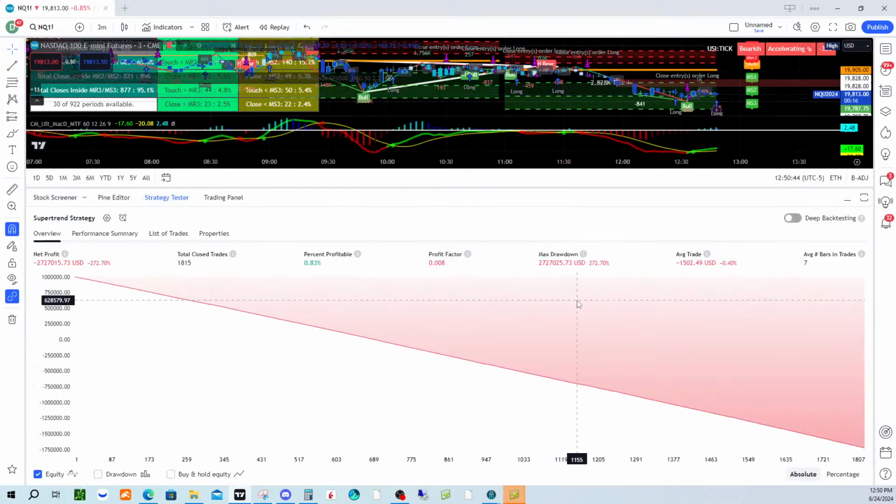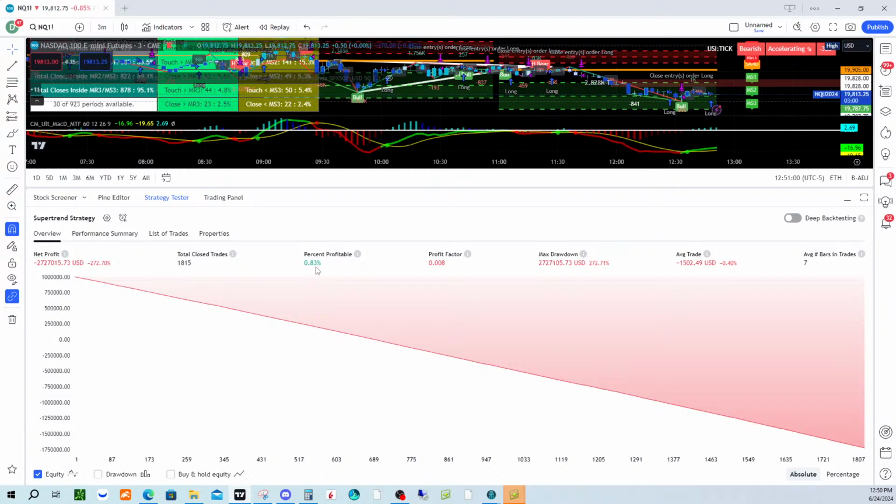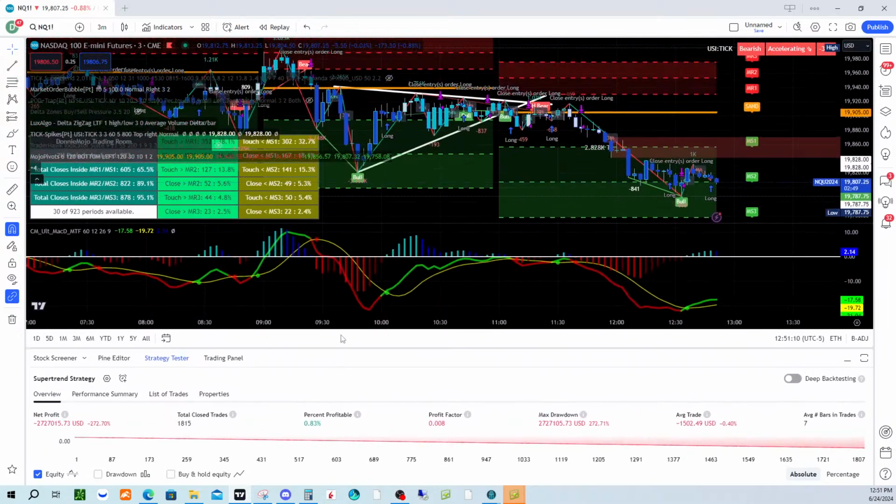I've got this set up, and you can see it's 2,727,000 in losses over 1,815 trades. It's only 0.83% profitable. It's barely profitable at all. It barely has any winning trades, and all I did was add it to my chart.